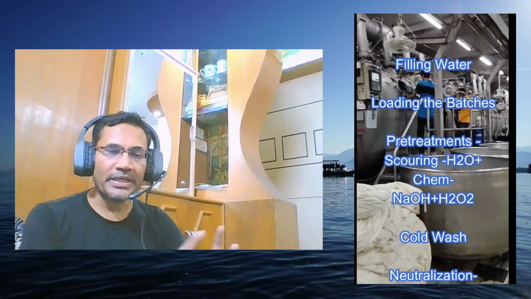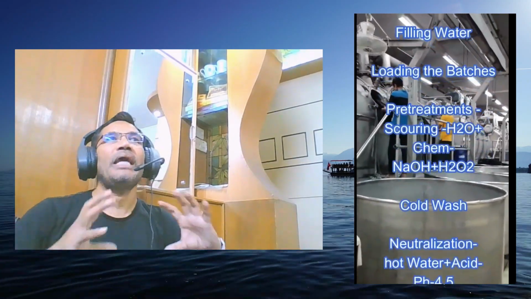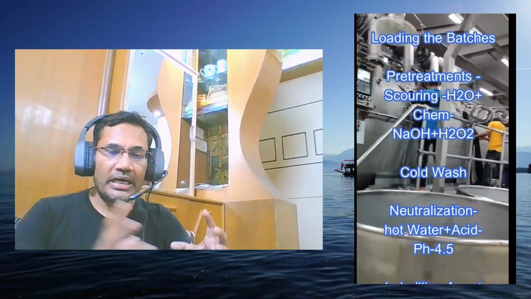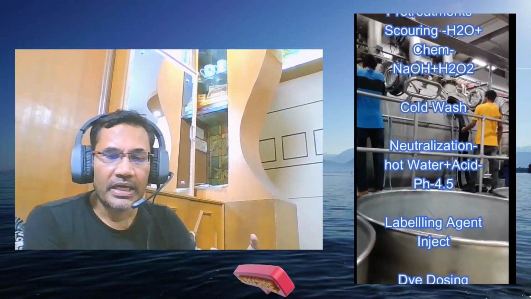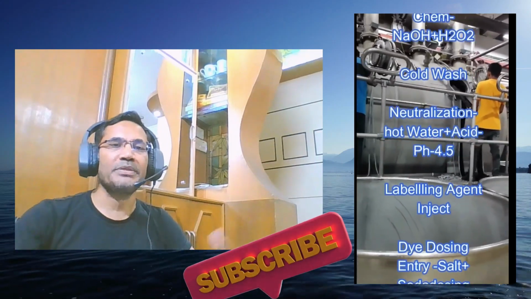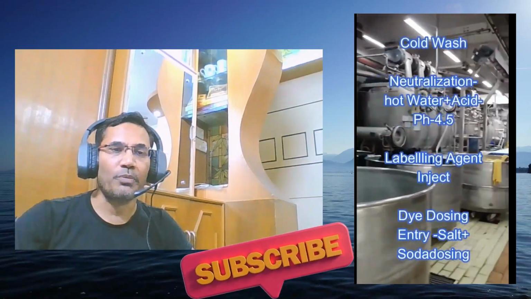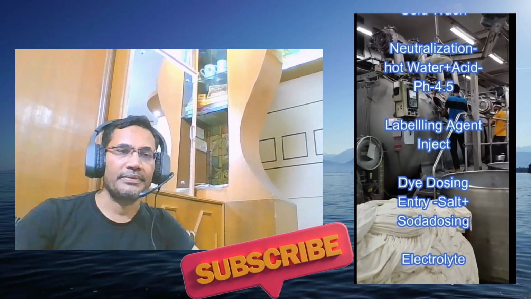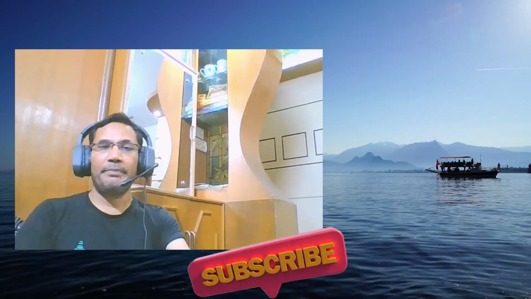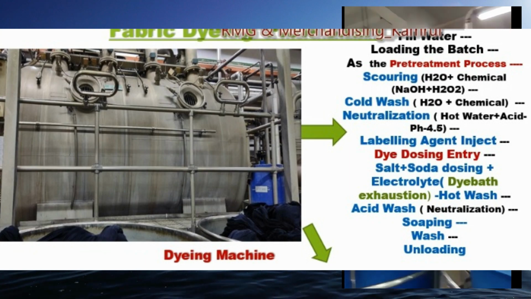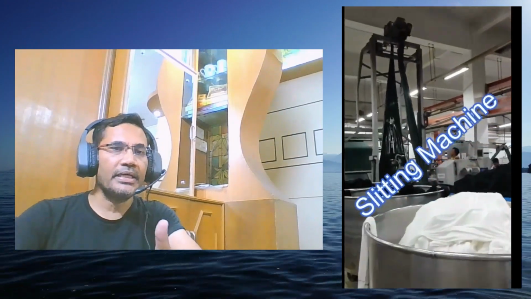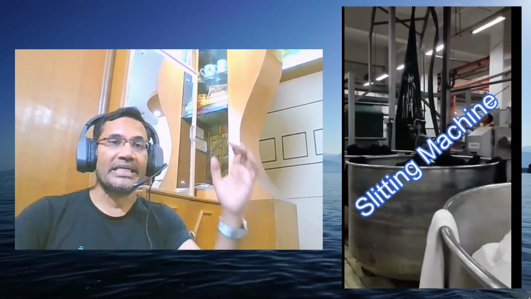What is soaping? Soaping means removal, you have to remove the excess unfixed dye. After dyeing, there may be some excess dye present on the fabric surface that has to be removed. That is soaping. Then again wash, then unload the fabric. In unloading the fabric, the next part has already started, that is slitting. The slitting machine is a very important part. It's a very big machine. You can see it's fabric dyeing, and later it would go for slitting.